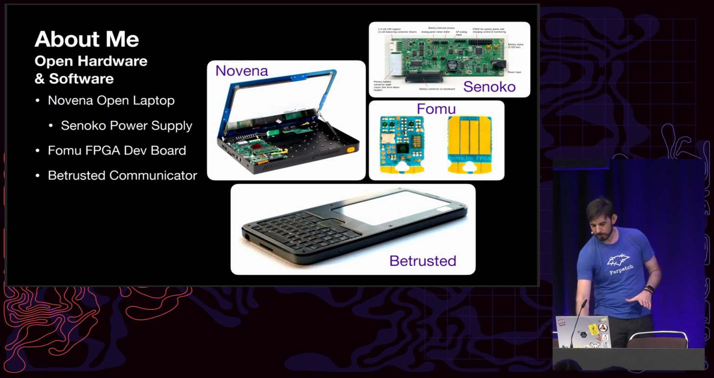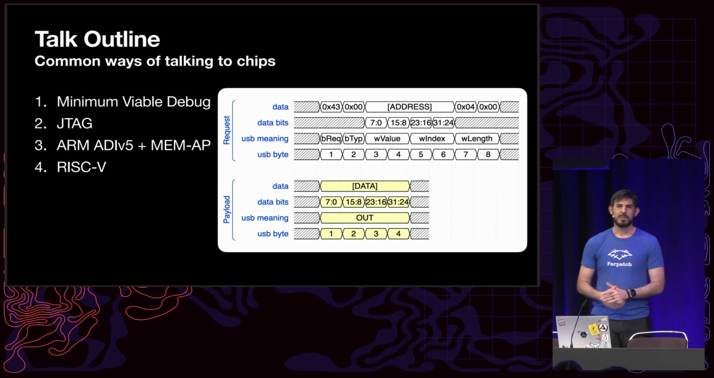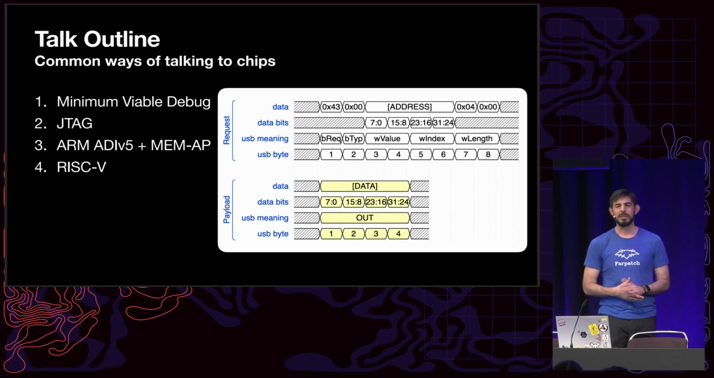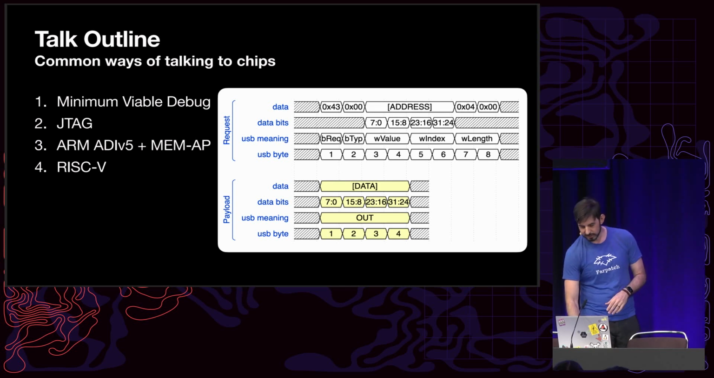I'd like to talk about what we're going to cover and what we're not. We're going to cover four things in this talk, assuming we have enough time. We're going to cover the minimum viable debug, what you need in the hardware to actually be able to set up a debugger. We're going to cover JTAG. We're going to cover ARM's ADIv5 and the MEM-AP. And then we're going to take a little detour and talk about some of how RISC-V does it.